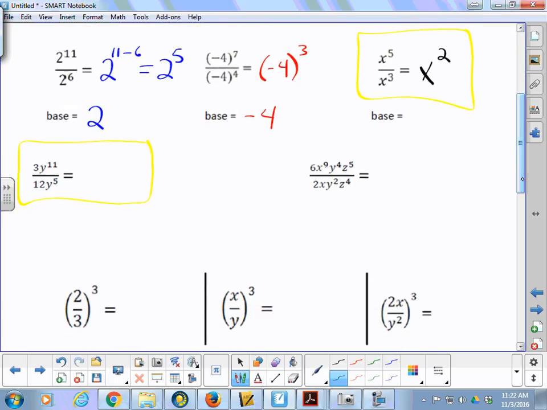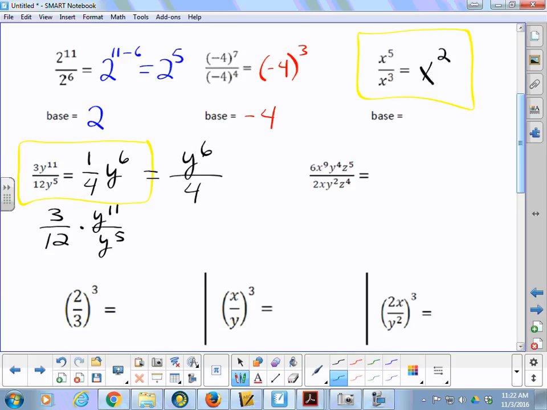And this other one down here, because we have the 3 and the 12, so we would pull it apart. We got 3 over 12 times y to the 11th over y to the 5th. So I pulled the numbers apart, and we can write this two ways. We have 3/12 is 1/4, and 11 minus 5 is 6, so 1/4 y to the 6th power. Or if you wanted to, you could write that as y to the 6th over 4. Either one would be acceptable in this situation.